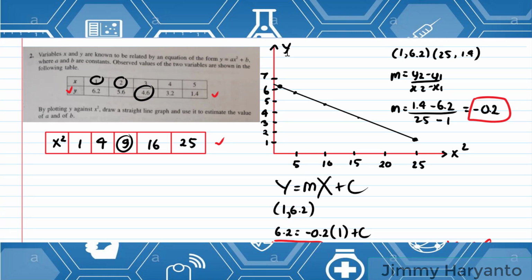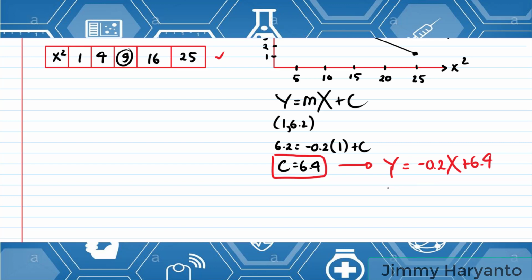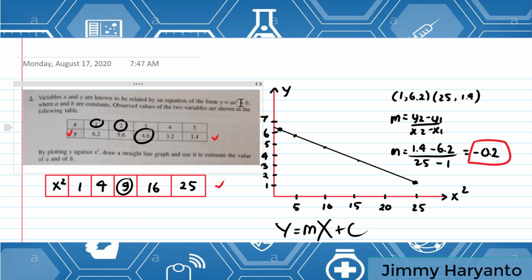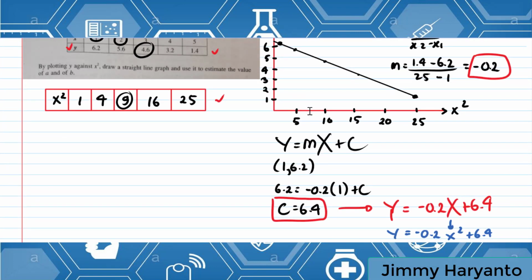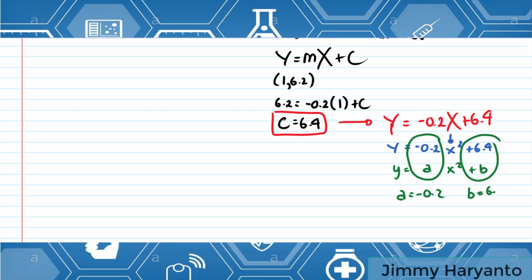But do not forget to change the big Y and the big X into y and x squared. So we will have y equals negative 0.2, change this x into x squared, plus 6.4, and then compare with the question. The question is y equals ax squared plus b. So we will have a equals negative 0.2, and we can conclude that b equals 6.4. There you go, a and b.